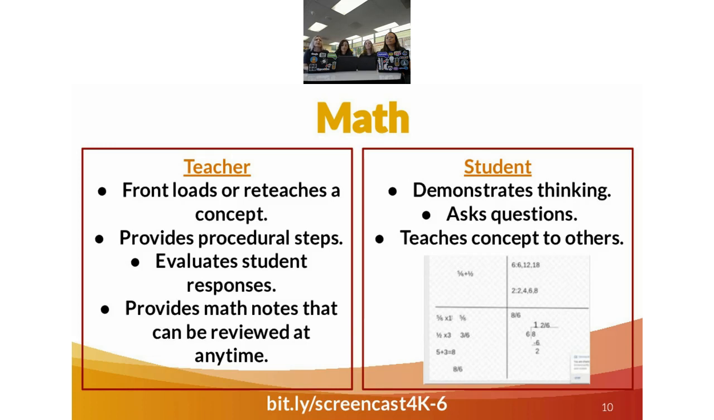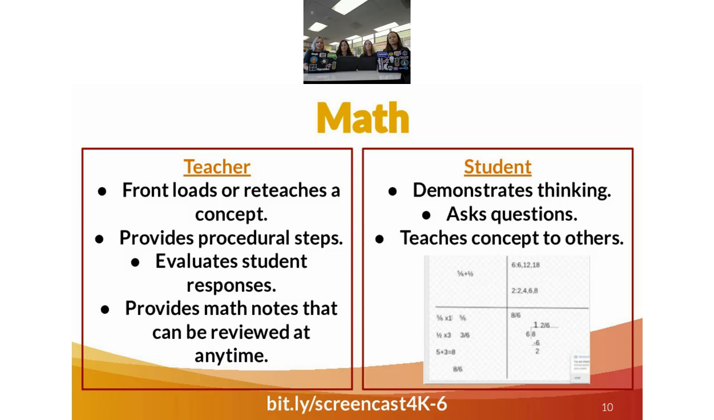Also, the teacher can make math notes on Screencastify that can be reviewed at any time. And we all know we have kids that go to band, or kids that are absent, or just kids that are out of the room. And then you can go back and look at those notes. It's kind of like a Khan Academy, but you're doing it yourself, and kids can use it at any time.